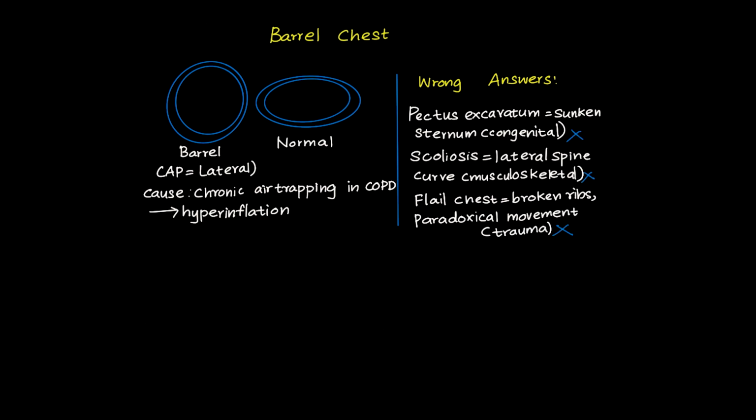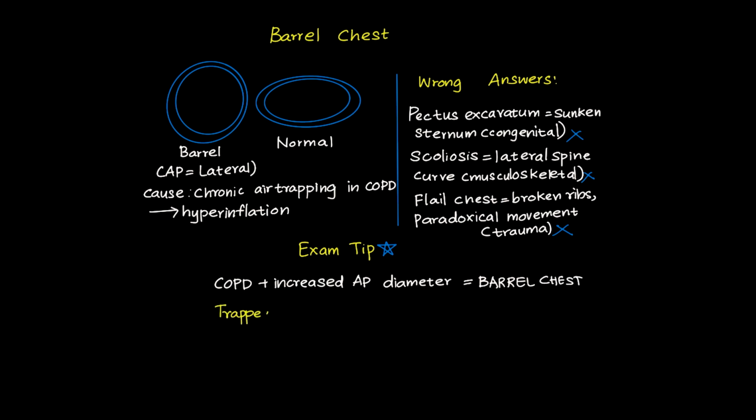Here's a WGU D443 OA exam tip for you. COPD plus increased AP diameter equals barrel chest. If the question mentions air trapping or hyperinflation, barrel chest is your answer. Quick recall hook: COPD traps air, inflates the chest, looks like a barrel. Trapped air equals barrel shape.